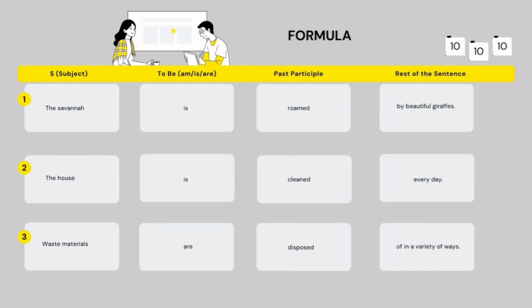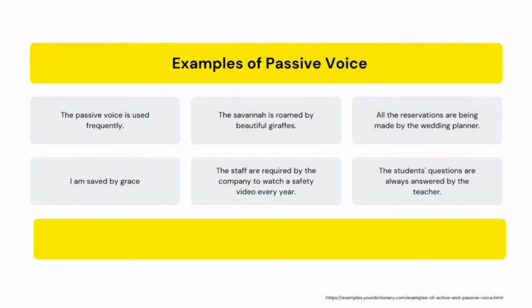And if you want to show who or what did the action or perform the action, we will use the preposition by, just like in the first example, the savannah is roamed by beautiful giraffes. So we show who did the action by using the preposition by. Alright. There are other examples of passive voice.